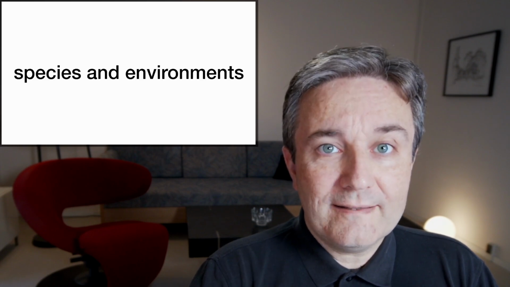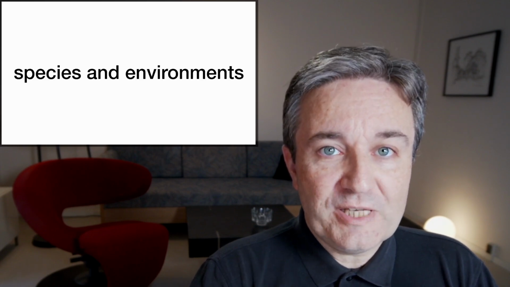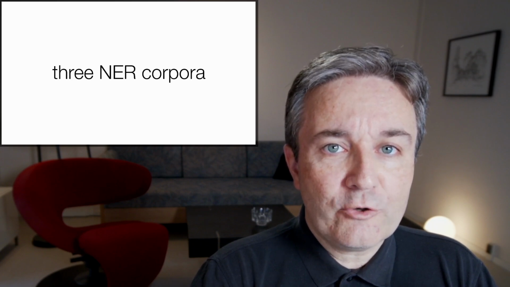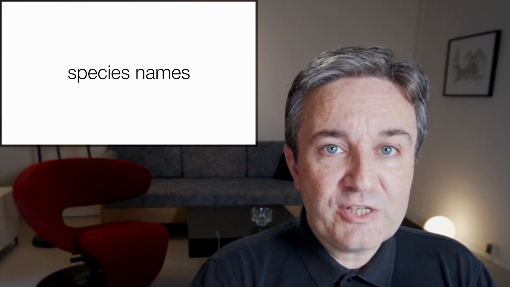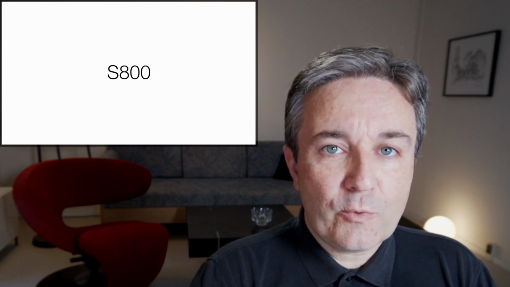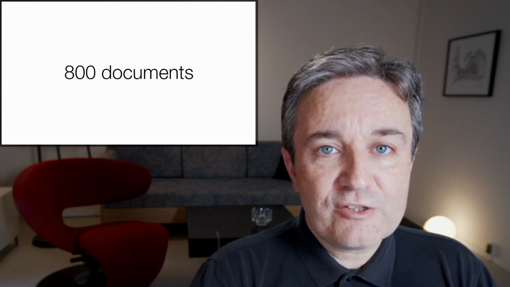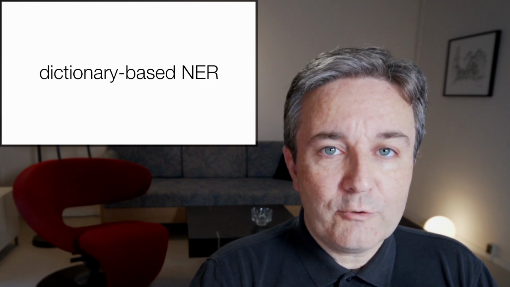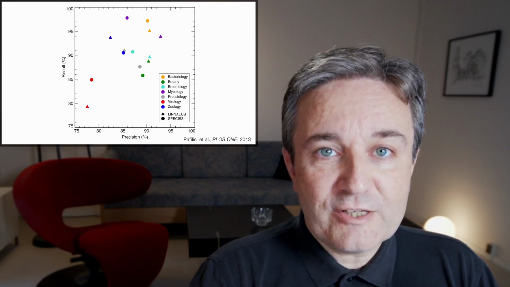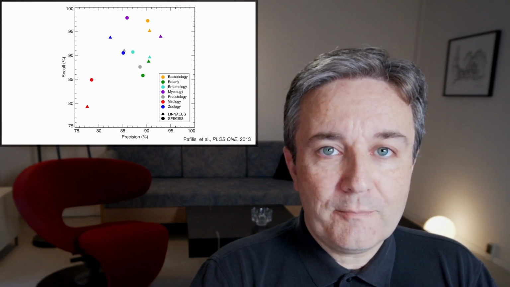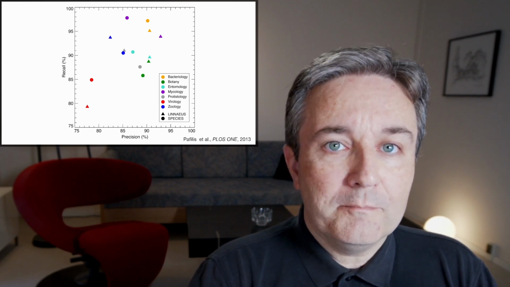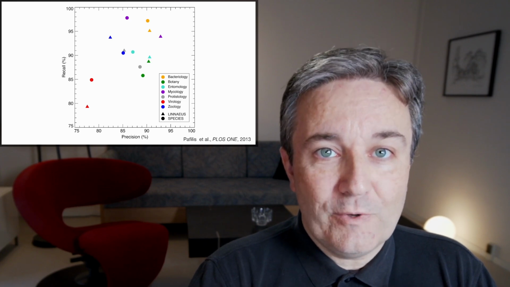With that out of the way, let's get to the first corpora, which relate to species and environments. Specifically, I'll talk about 3 named entity recognition corpora, 2 of which relate to species names, genus names, and other taxonomic groups. The first one, called S800, consists of 800 documents that have been annotated for the purpose of dictionary-based named entity recognition. As you can see, the corpus is divided into several parts covering different parts of taxonomy, such as bacteriology, botany, entomology, and so on.